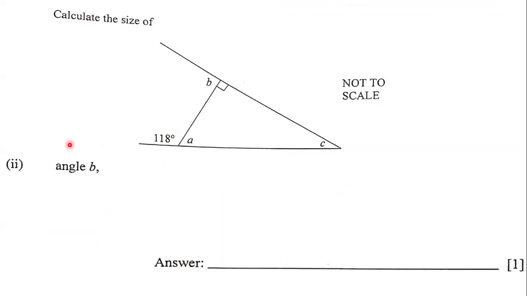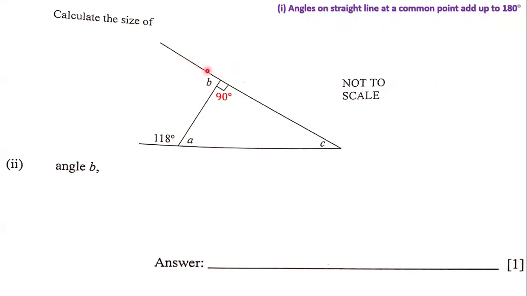Next, our goal is to determine the size of angle B. Notice angle B is here. Indeed, this box indicates that the size of this angle is 90 degrees. And notice we have a useful geometrical rule which states that angles on a straight line at a common point add up to 180 degrees.